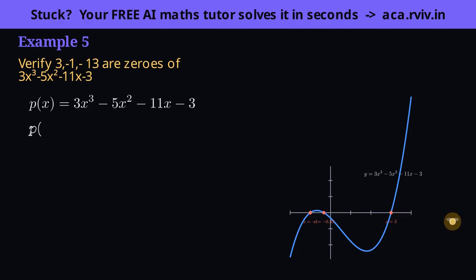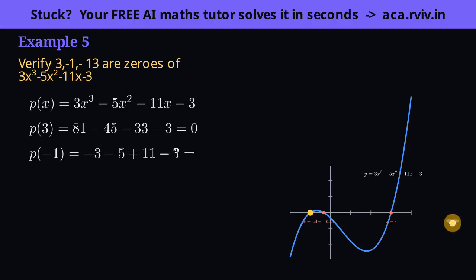Start with x equals 3. Substitute and simplify term by term. 81 minus 45 minus 33 minus 3 lands on exactly 0. So 3 passes, it's a genuine 0. Now x equals -1. Mind the signs on the odd and even powers. -3 minus 5 plus 11 minus 3 also comes out to 0. So it's confirmed.